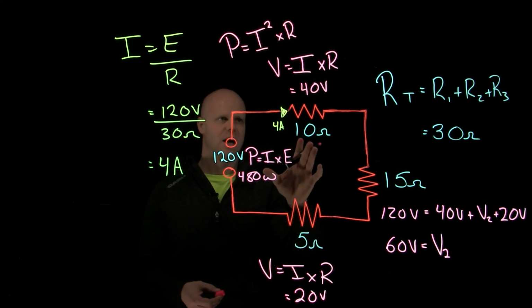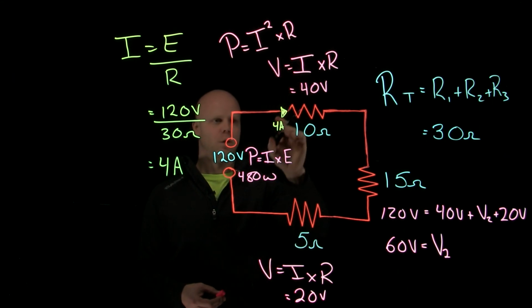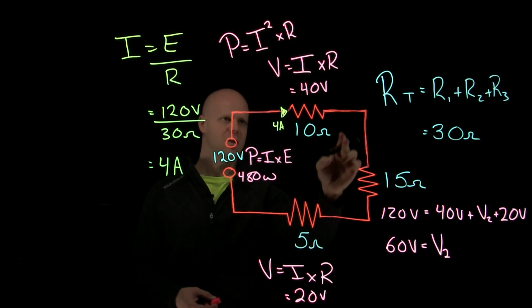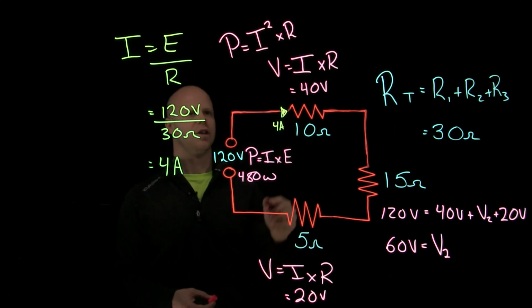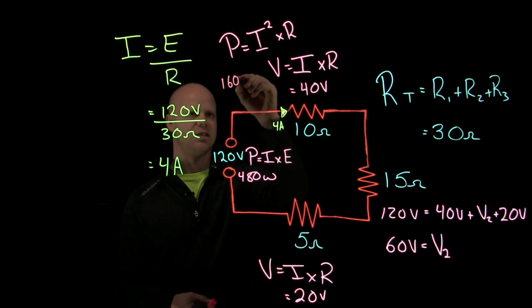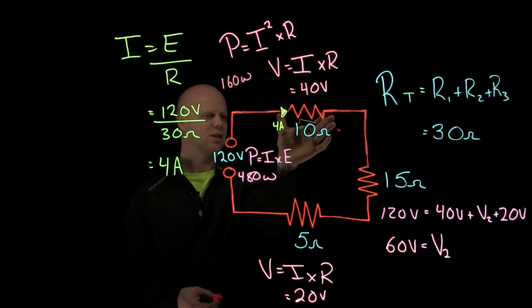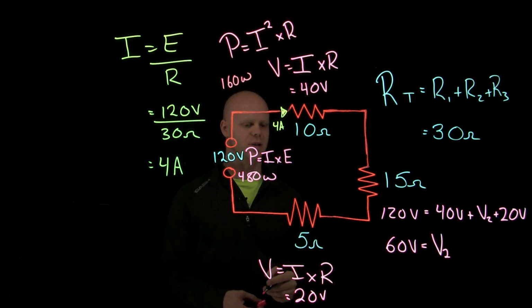So when I look at that, I know based on 4 amps squared times my 10 ohms, I would have 160 watts that exist at that component.